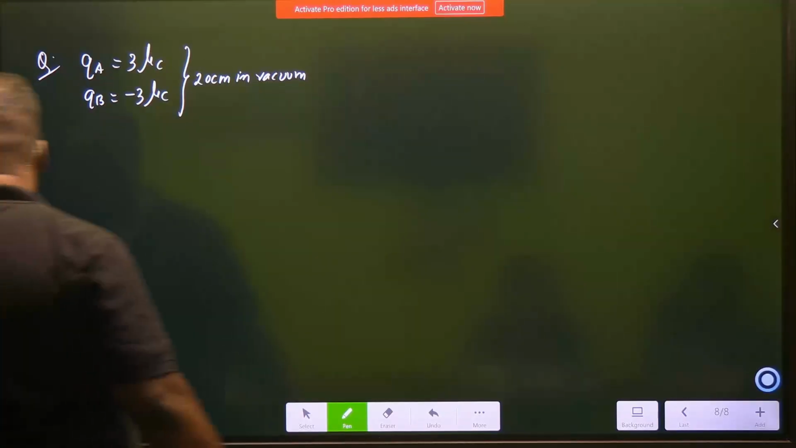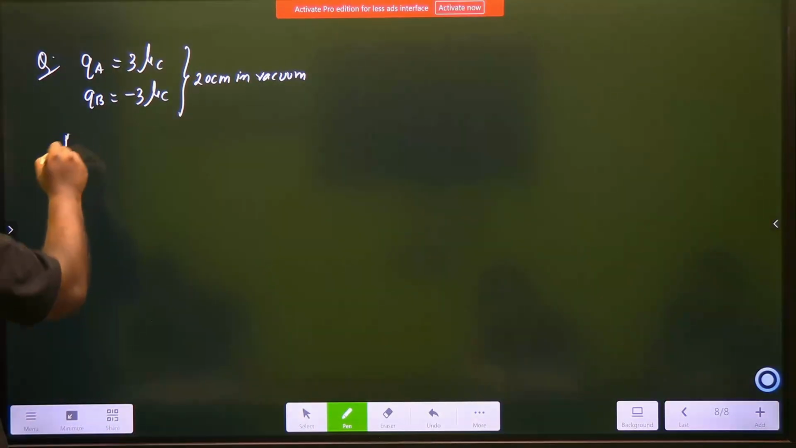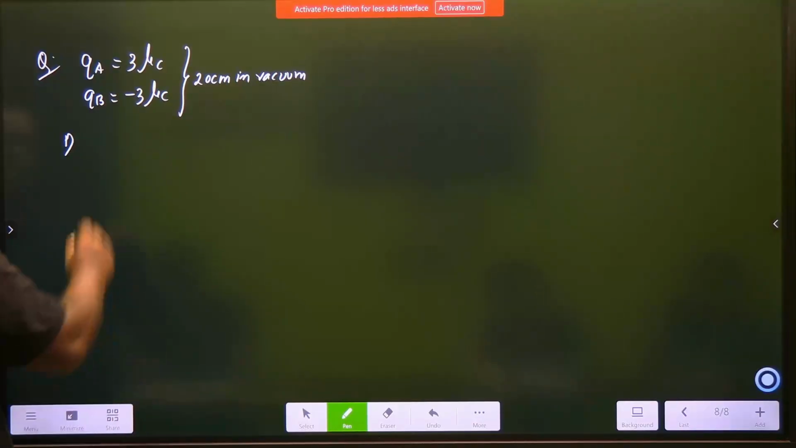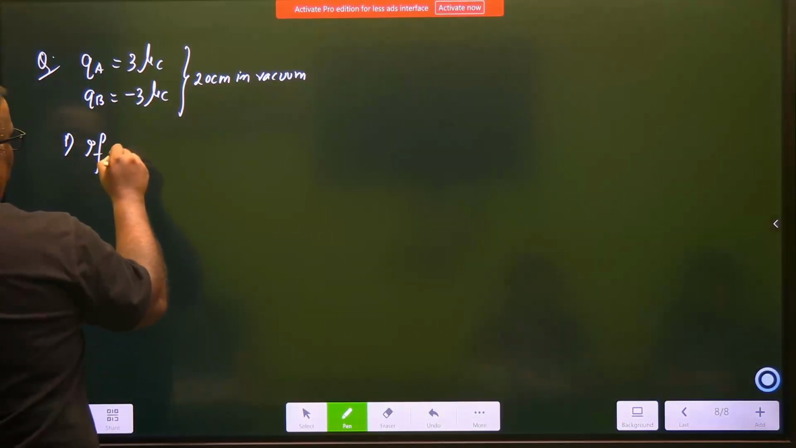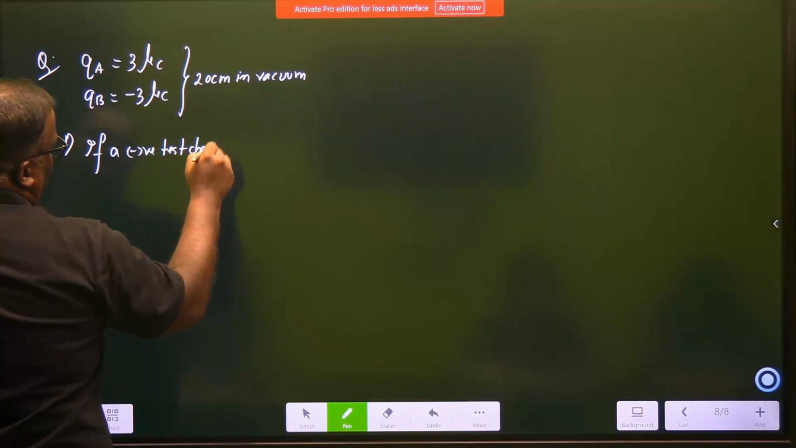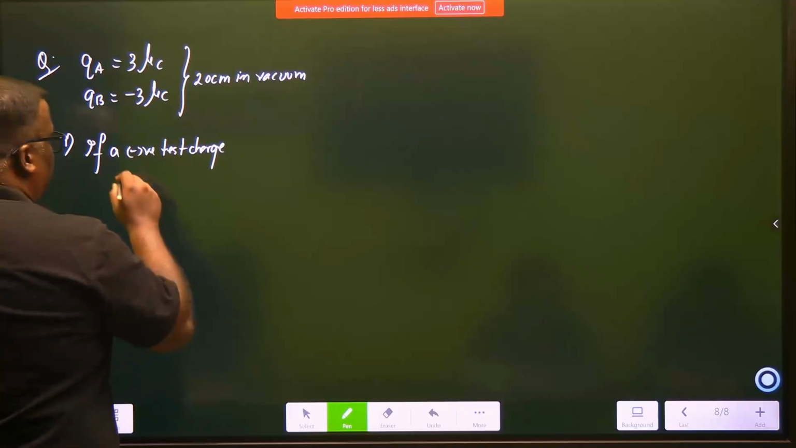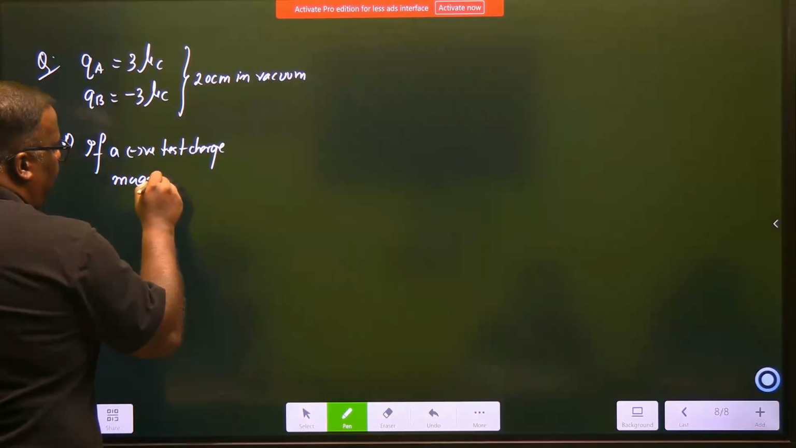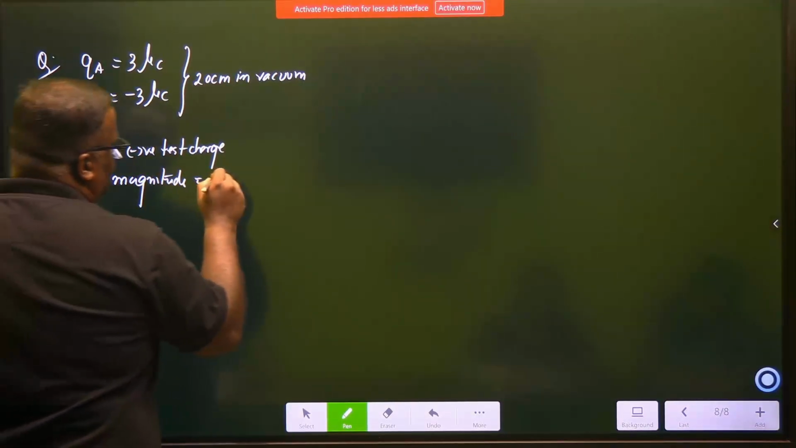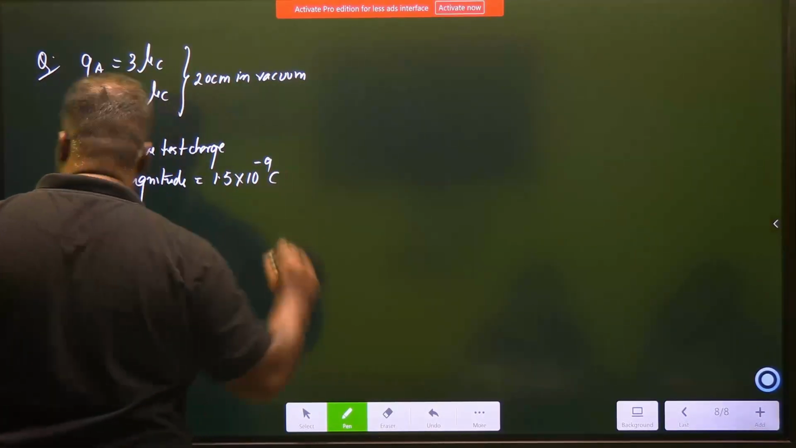Okay, now, I'll not give you the electric field part. You solve this one. Now, if a negative test charge, you know what is a test charge? A test charge is a very small charge. Okay, we'll discuss it more when we do electric field. Negative test charge, and the magnitude is 1.5 into 10 to the power minus 9 coulomb. This is the magnitude of the charge.